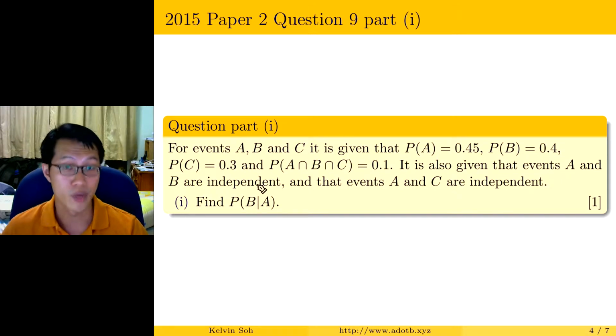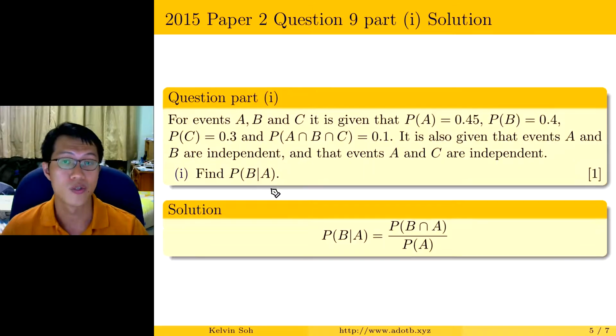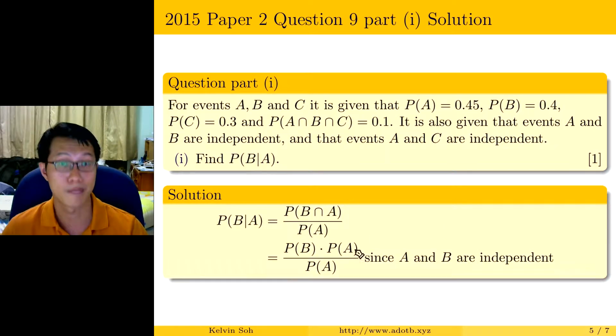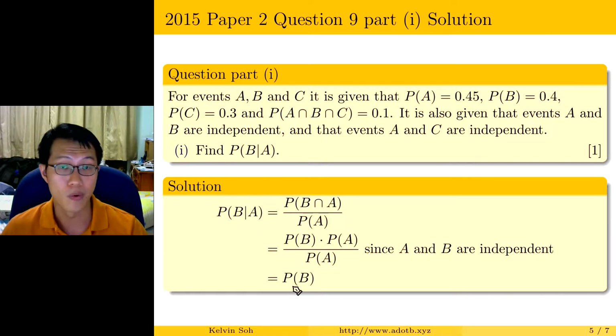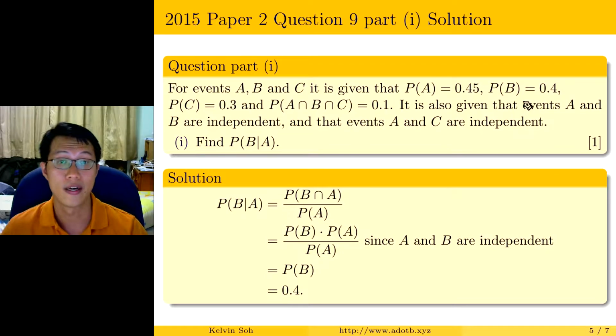So we have just reviewed the formula, so let's apply it. So the solution goes this way. The probability of B given A is given by the formula PB intersect A over PA. We are also told that A and B are independent. So PB intersect A is given by the formula PB times PA. Now PA will cancel, leaving us with just PB, which is 0.4 as given by the question. So the answer for part 1 of the question is 0.4.